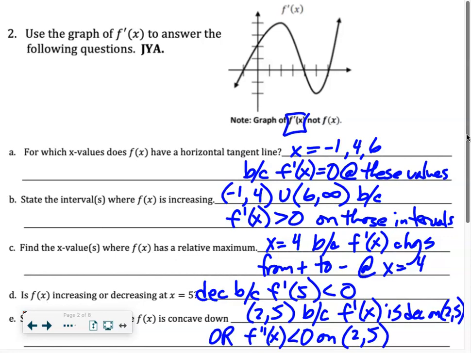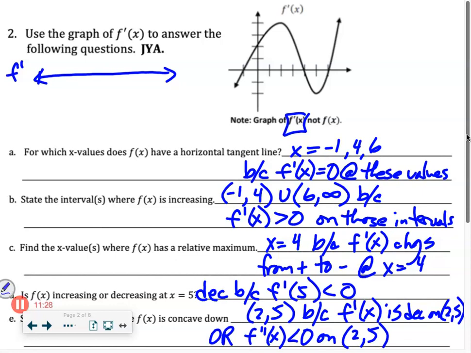All right, any questions on any of that? All right, let's make some sign lines, and then we're going to make a big F sign line. I'm going to make the sign lines up here first. I'm going to make a quick F prime sign line. Oh, whoops, this is not closed, this is open, negative infinity to infinity.